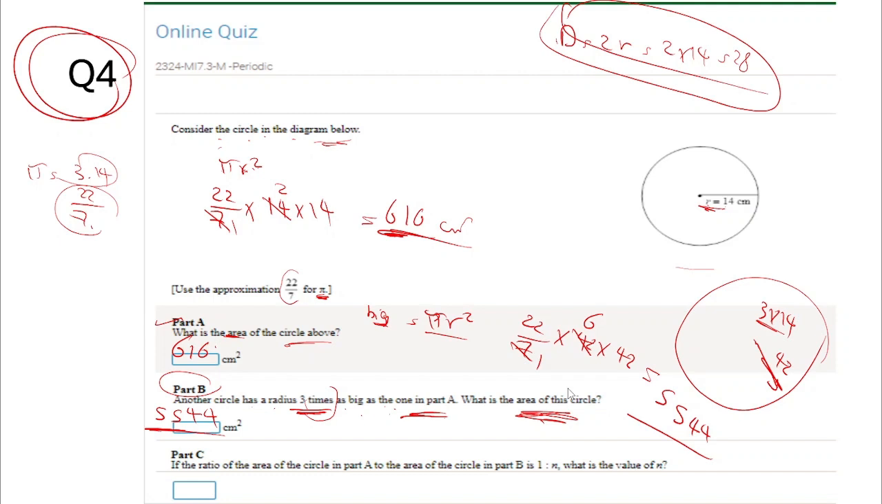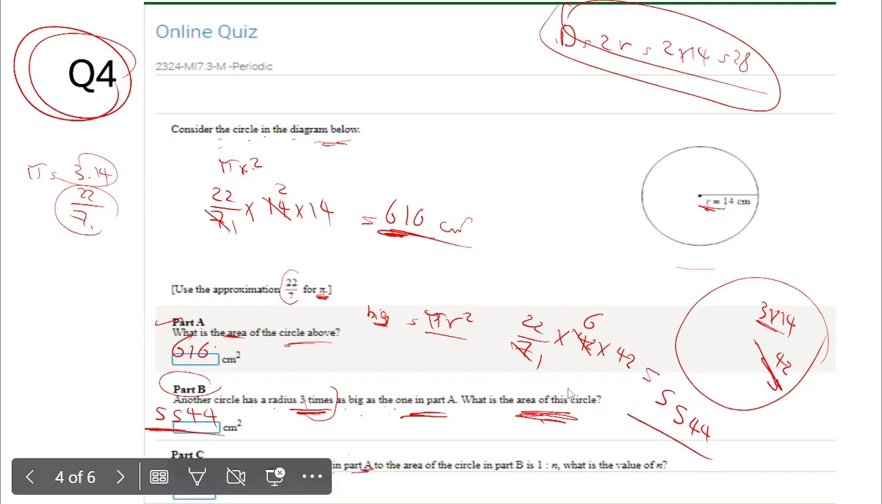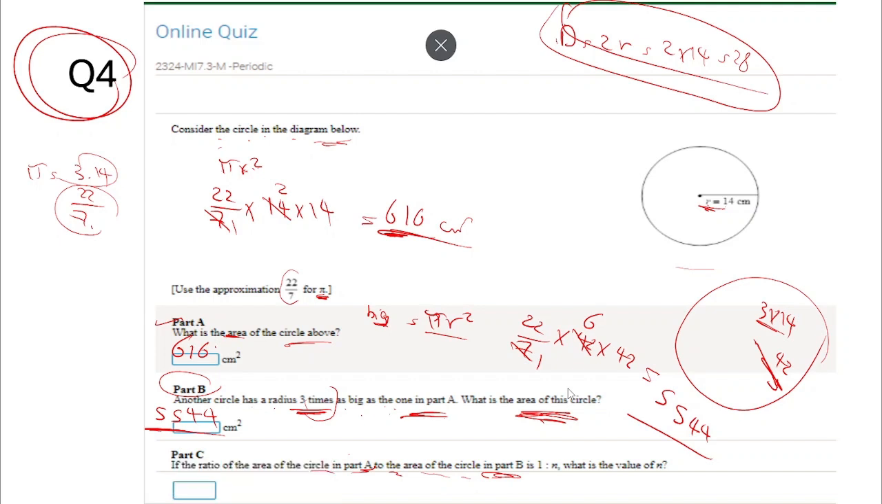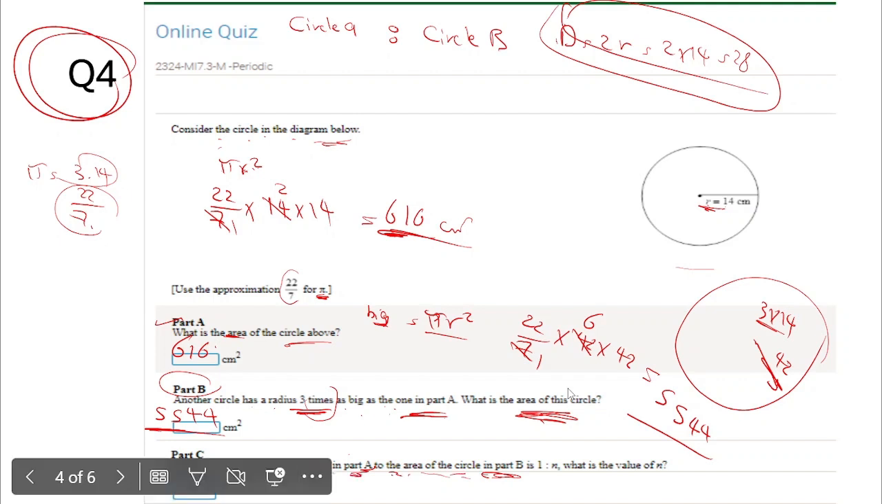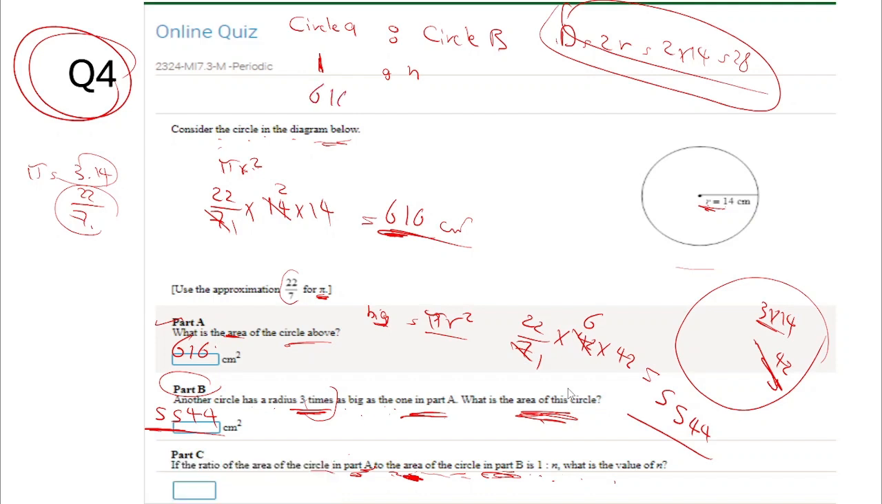Now part C. If the ratio of the area of the circle in part A to the area of the circle in part B, same as what he mentioned here, is 1 to n, what is the value of n? Here it is asking about the area. So the first area, circle A, was 616, right? And the second area is 5,544. And it mentions 1 to n.